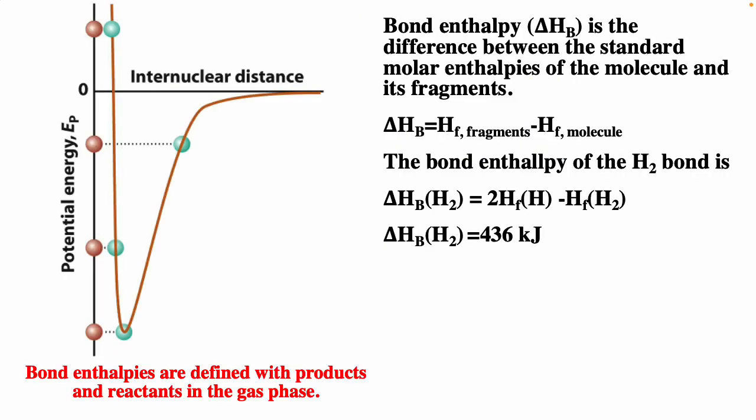Bond enthalpy is a little bit different. Bond enthalpy is the change in enthalpy of the fragments minus the molecule. Remember, we're looking at a molecule going into fragments, so that would be the products, the fragments, minus the enthalpy of formation of the molecule. If we're thinking about breaking the bond between two hydrogen atoms, our products are going to be the two hydrogen atoms, so 2 times the enthalpy of formation of hydrogen atoms minus the enthalpy of formation of H2, and that would give us a bond enthalpy of 436. And again, bond energy and bond enthalpy are a little bit different.